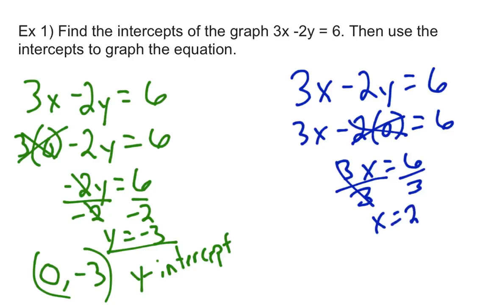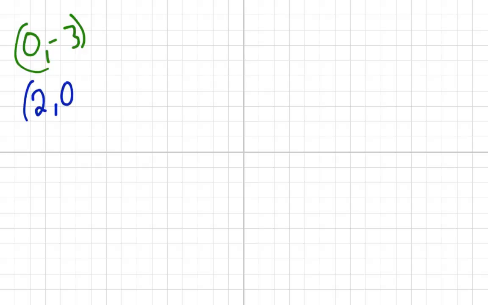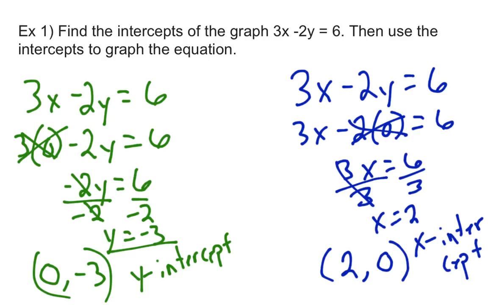So again, for an ordered pair, I put 0 in for y, and I figured out that my x was going to be 2. This is my x-intercept. And now all I have to do is graph those two things. On the next page, I have my graph paper. Remember we had our y-intercept, which was 0, negative 3, and our x-intercept, which was 2, 0, I believe. Let's look back. Yep, 2, 0.